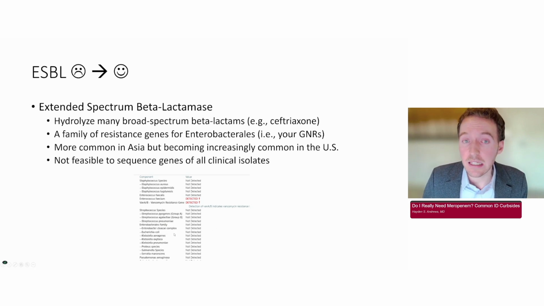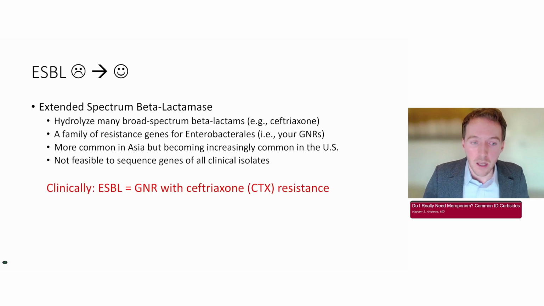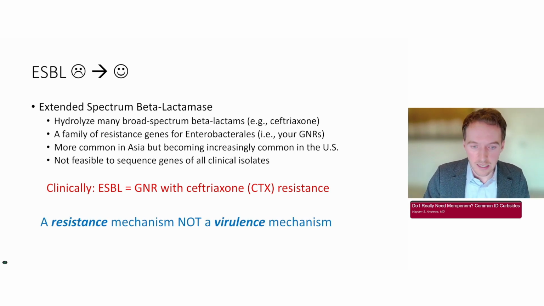And even if it doesn't identify the gene, always know it's usually only looking for one gene. Remember, this is a family of genes, so you shouldn't necessarily be reassured if it doesn't identify something as ESBL on the PCR. Okay, so the big thing to take away: when we think about ESBL, all that means is we have a GNR, a gram-negative rod, with ceftriaxone resistance.